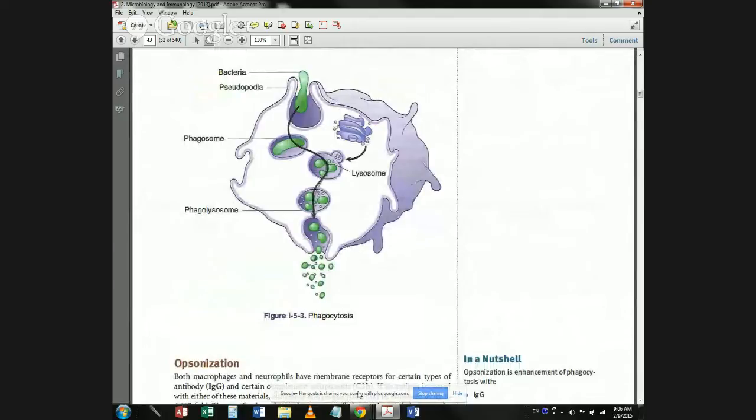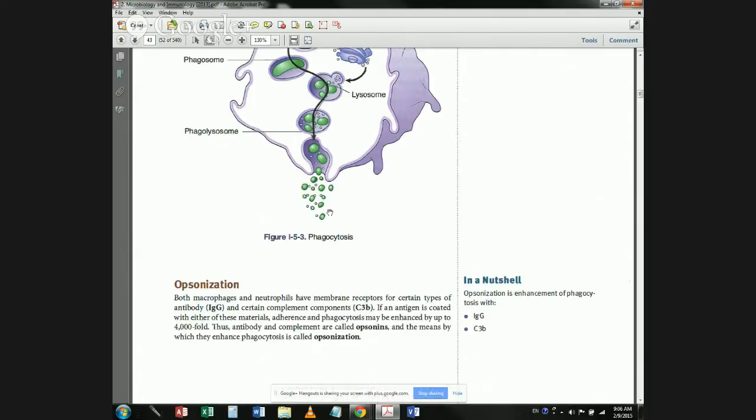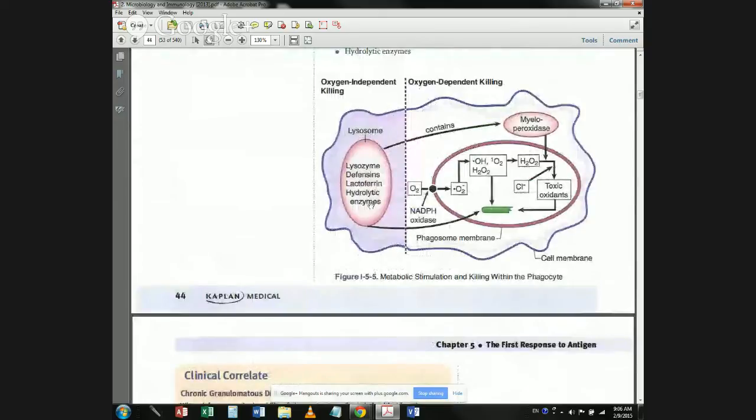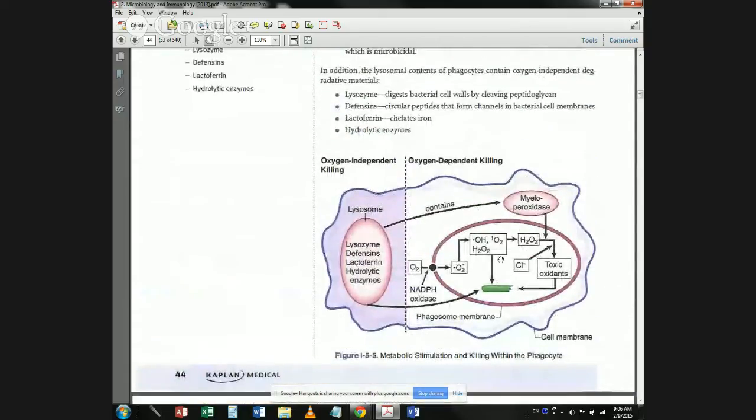Okay, so here we go. We understand how you opsonize here. The bacteria will bind C3b and IgG with C3b receptor and CD16. And then it'll form this phagosome. Once that phagosome fuses with the lysosome, now this joining together is what we're talking about. So this is a phagocyte. You have a lysosome filled with lysozyme, which breaks down peptidoglycan, defensins which poke holes, lactoferrin which chelates iron, and hydrolytic enzymes. Now, what do you mean it contains myeloperoxidase?